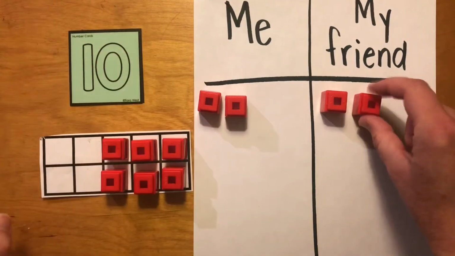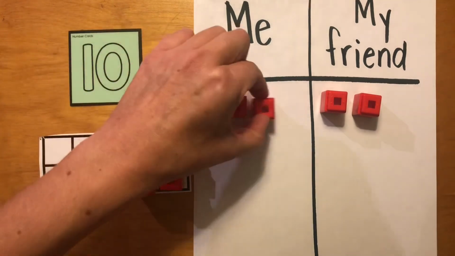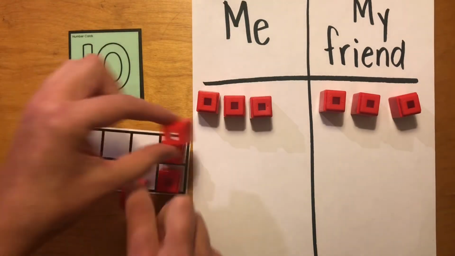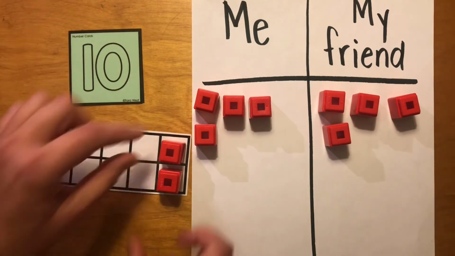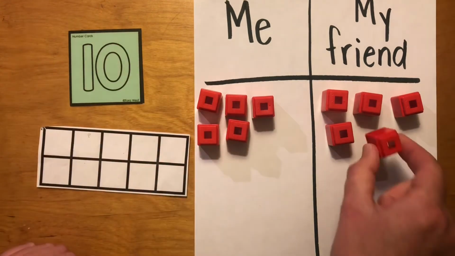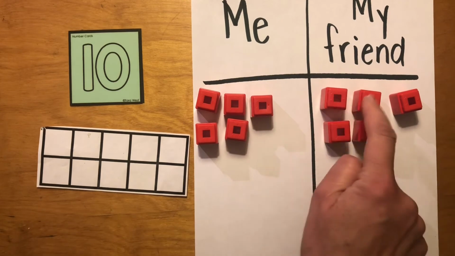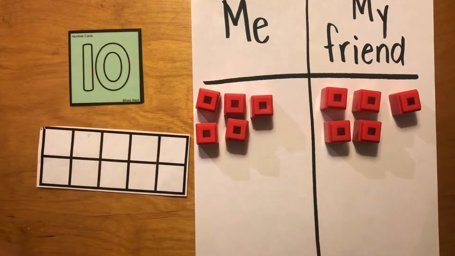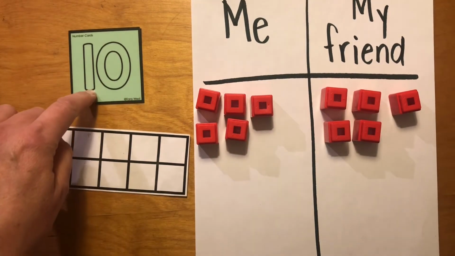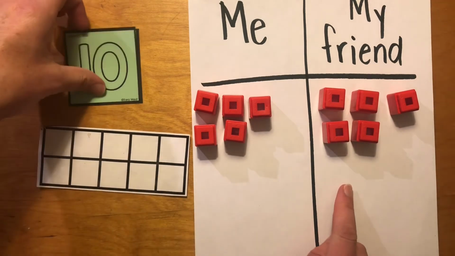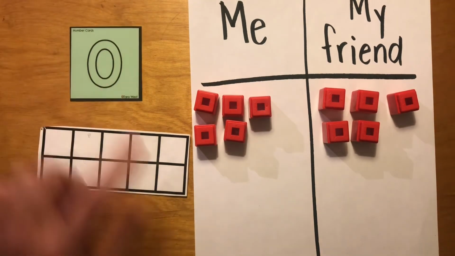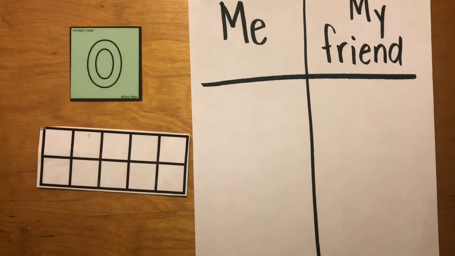1 for me and 1 for my friend, and so on, until we both have 1, 2, 3, 4, 5. Because 5 and 5 make 10. 10 is even. All right, I have one last one I want you to think about.